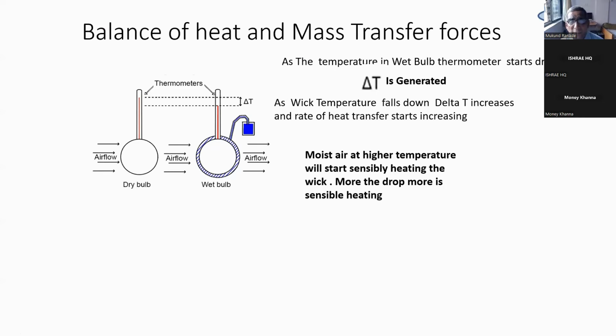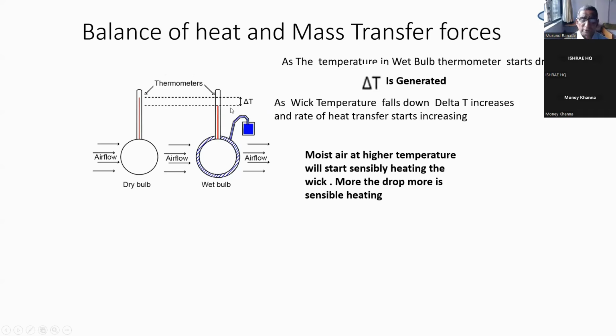Now there is a heat balance, because heat and mass balance forces are there. Let us say the air is at 35 degrees centigrade and the wick temperature has dropped to 31 degrees centigrade. So this wick will get heated sensibly by the 35 degrees air. There is now a heat transfer force generated because of the delta T, between the 35 degrees dry bulb and the wick temperature, which is only 31.